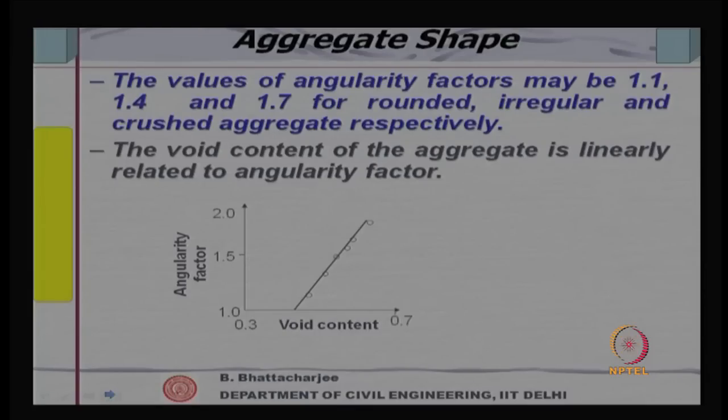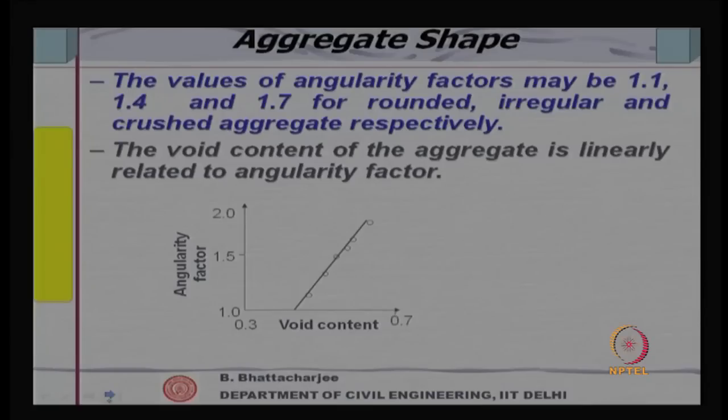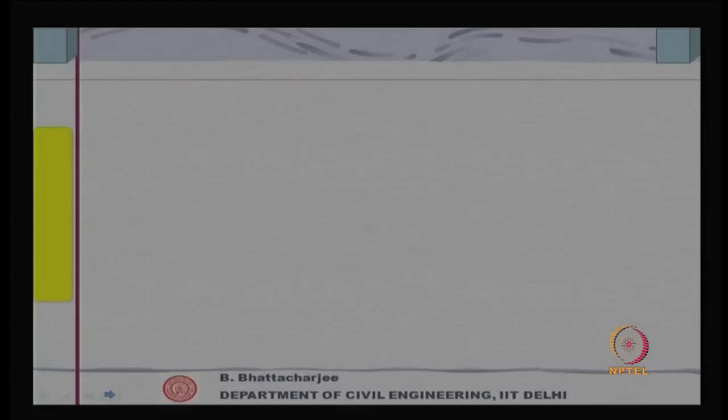Now, the more the voids, the more paste would be required to fill in the voids, and that is why shape is very, very important in case of concrete, and that is why you are looking at shape. The size has got a role also, we shall check that role of the size as well.